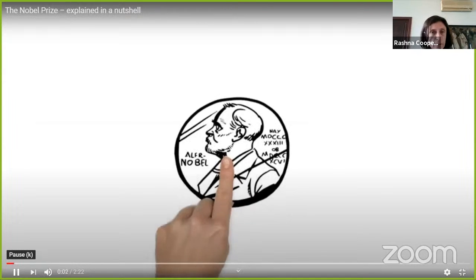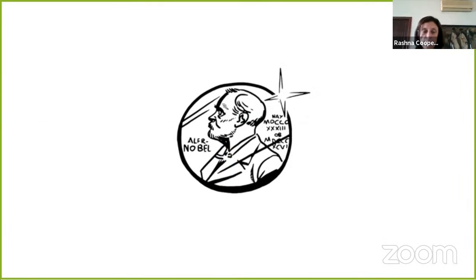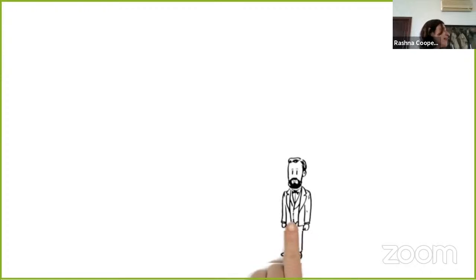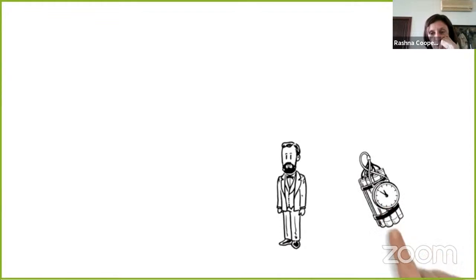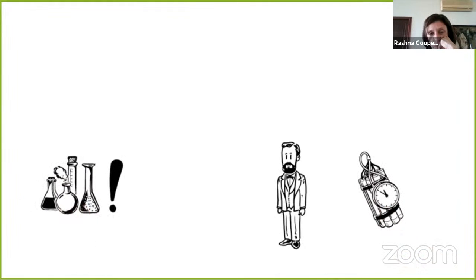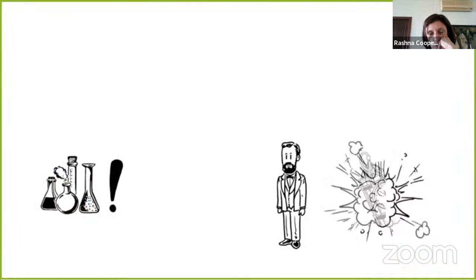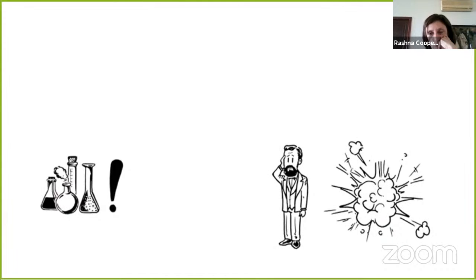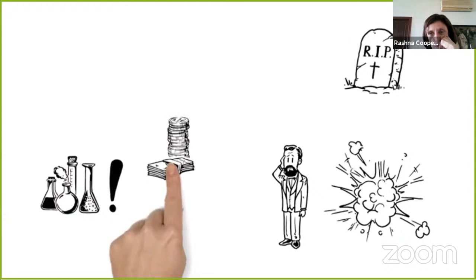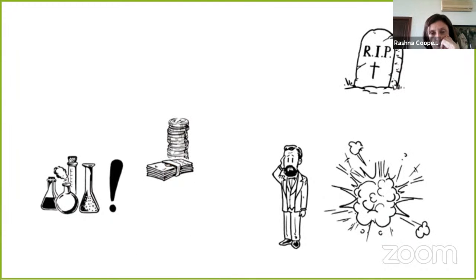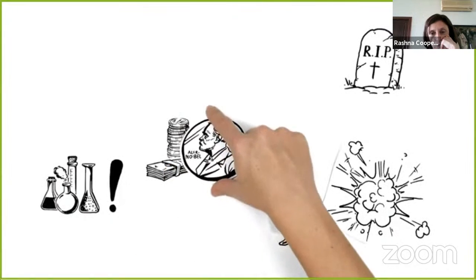The Nobel Prize Awards explained simply. Meet Swedish inventor Alfred Nobel. He's known for inventing dynamite, a breakthrough in chemistry. However, having mostly invented explosives, he worried about how people would remember him. So when he died, he left most of his wealth in a trust to fund what would later be known as the Nobel Prizes.